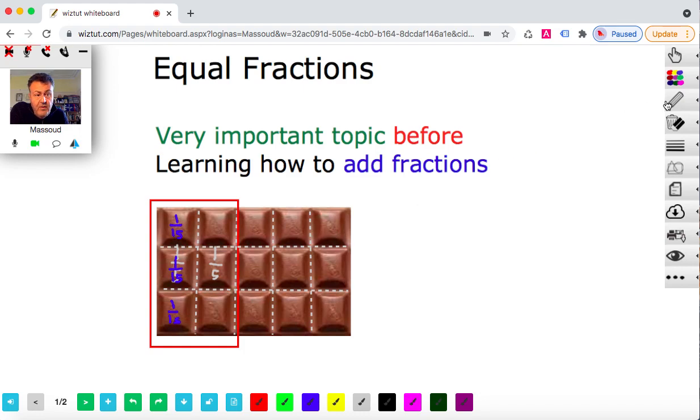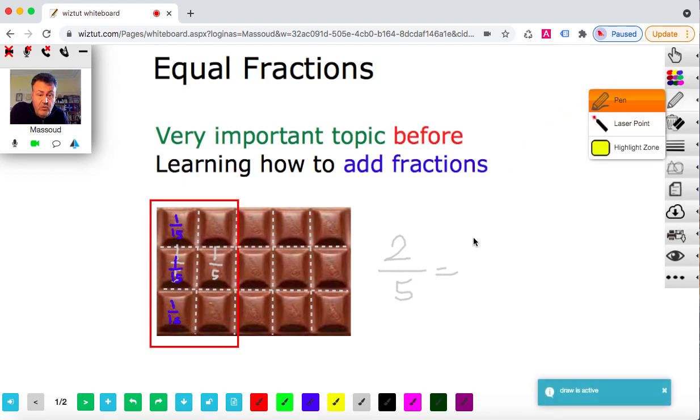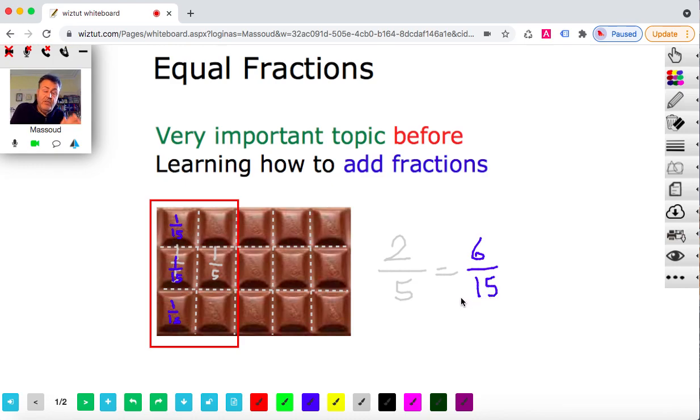So really, the bit that we've selected, which originally was 2/5. If you remember this, you can still see the gray behind it. So 2/5 that I wrote in gray is in fact equal to, so let's count in blue, 1/15, 2/15, 3/15, 4/15, 5/15, and 6/15. So the 2/5 which we originally selected is equal to 6/15.